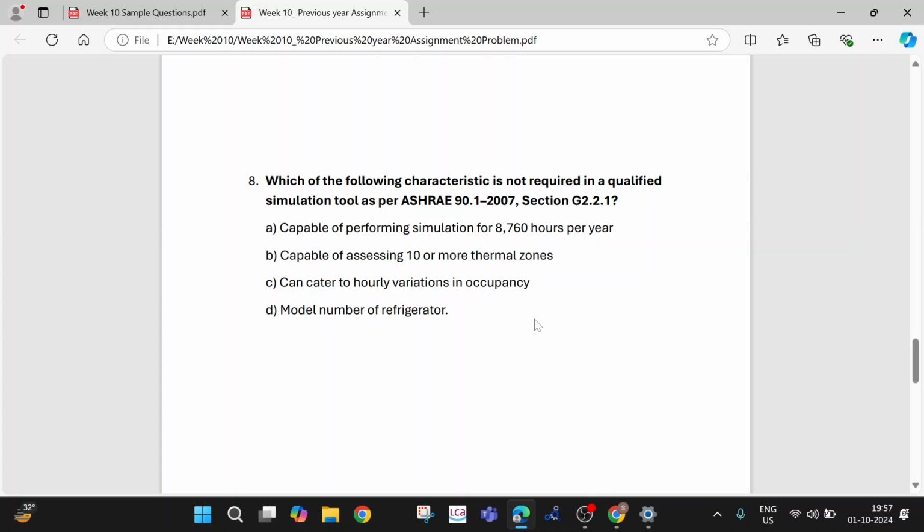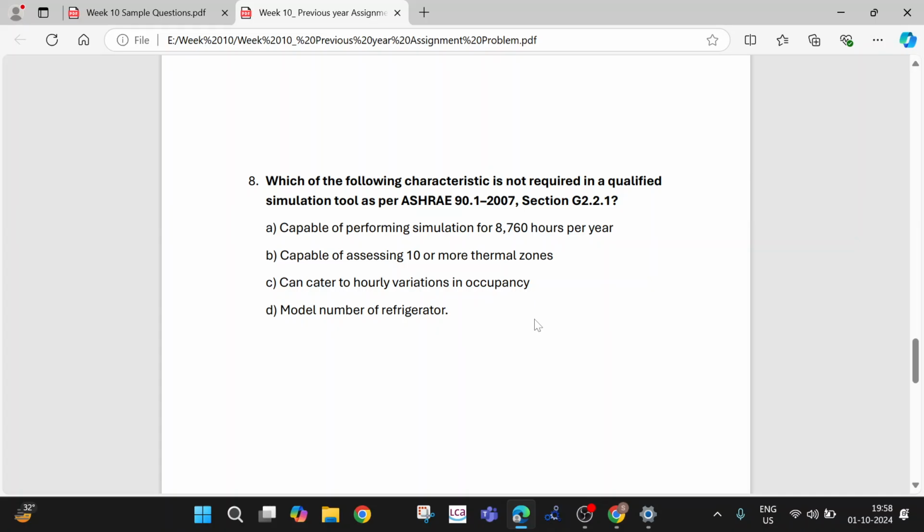Yes, that's a very good question. It was asked. From the last slide, codes and standards, where it was discussed, you can answer this question. It is asking which is not required in the qualified simulation tool. So which do you think is not an important parameter for the simulation?